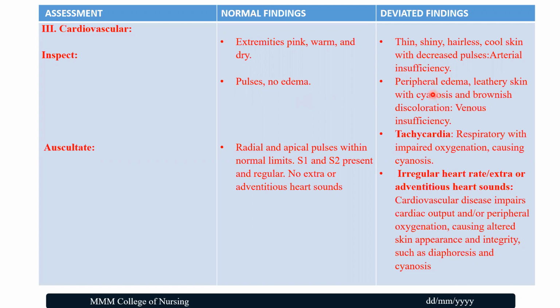Peripheral edema will be present with lethargic skin observed along with brownish discoloration, which indicates venous insufficiency. And tachycardia, that is respiratory with impaired oxygenation causing cyanosis. So when you auscultate, you will find both the radial and the apical pulses within the normal limits. But here, when you auscultate, you will find tachycardia and irregular heart rate.